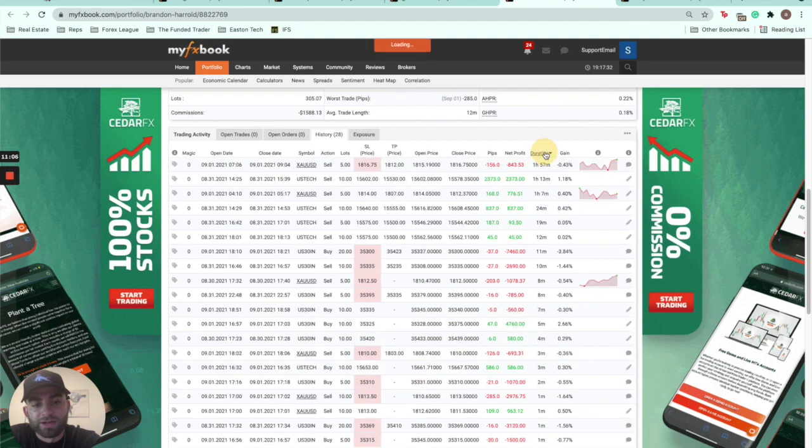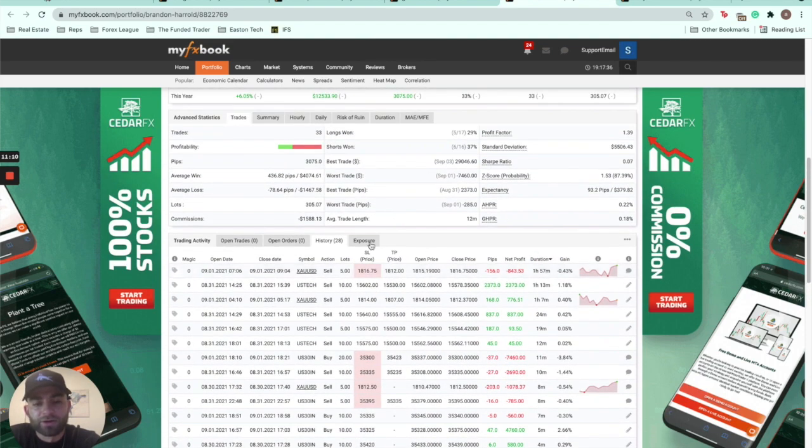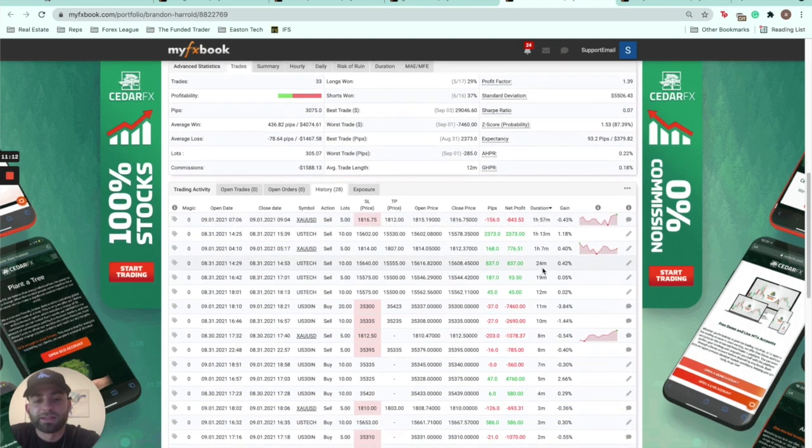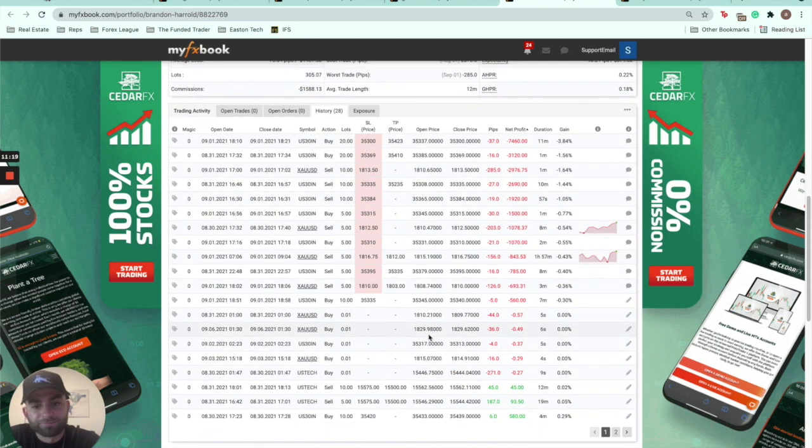Let's take a look at their duration. I just want to see their average. They're definitely an intraday trader right here. No trade over 2 hours. Average trade length 12 minutes. And are they using stop losses? So let's go ahead and look at their losses right here. Seems like they are using stop losses, but they aren't using take profits.